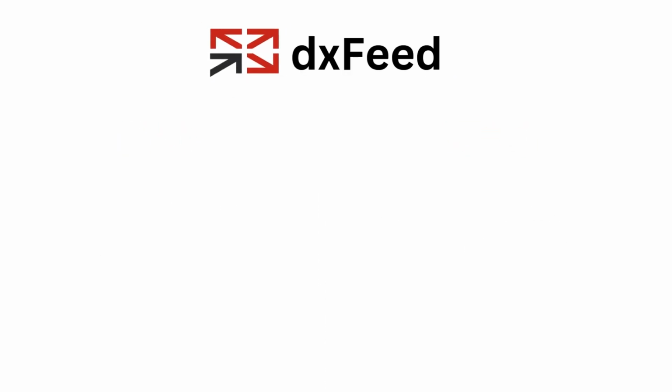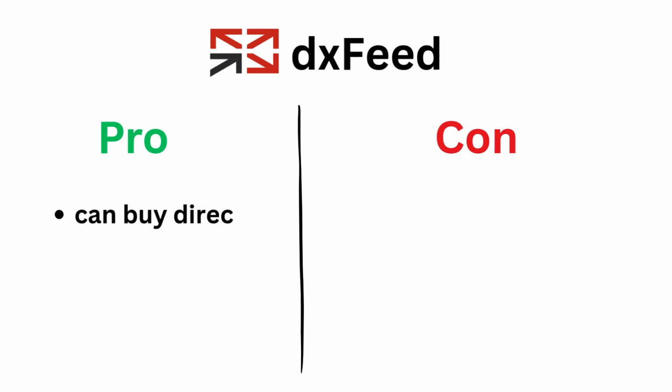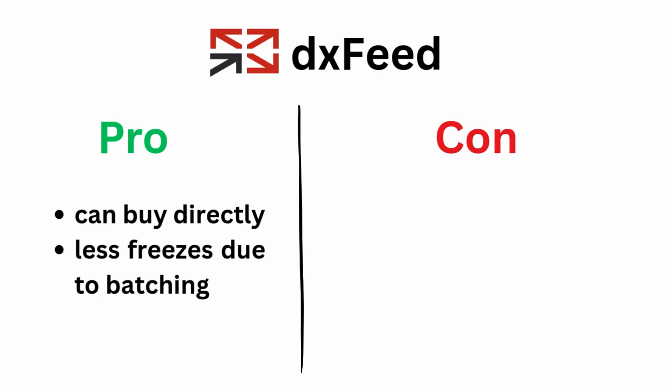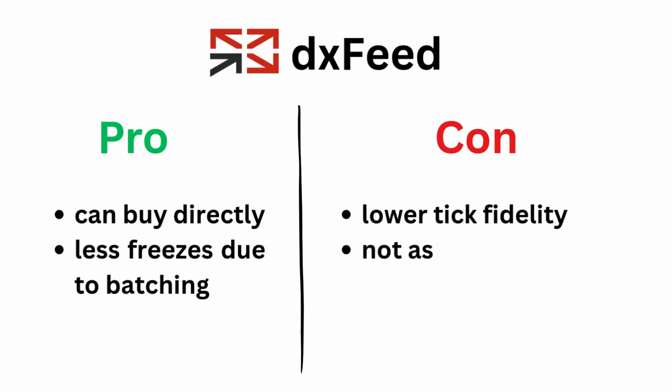DxFeed is different. You can buy it directly, independent of your broker, as long as your platform supports their adapter. Because DxFeed uses batching, freezes are less likely but still occasionally happen. The trade-off is lower tick fidelity. Sub-millisecond order sequencing may not be preserved in the same way as with Rithmic.